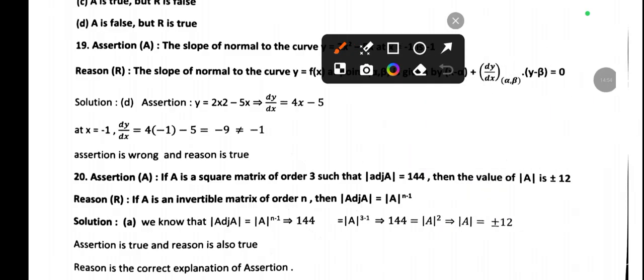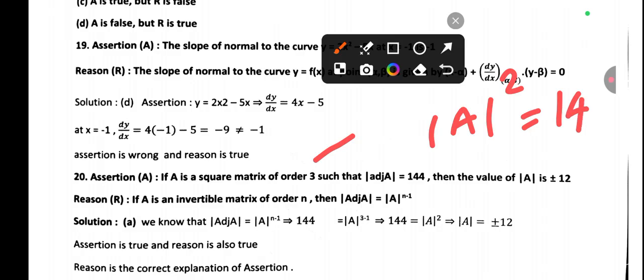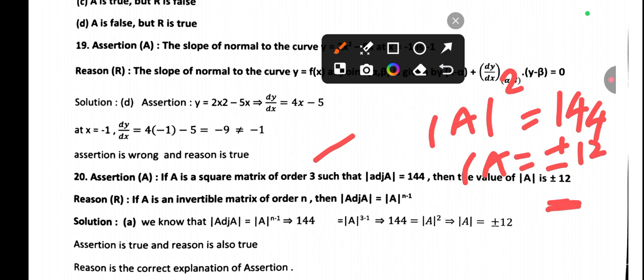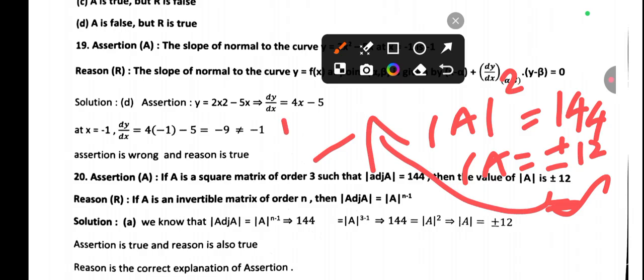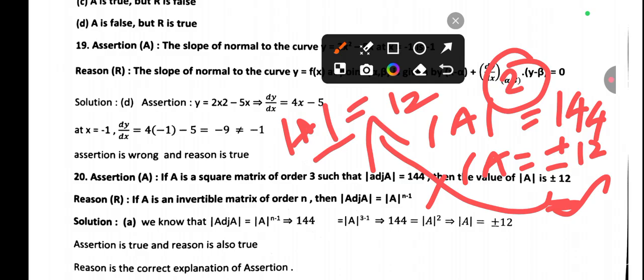Then the 20th, you see, they gave square matrices of order 3, determinant adjoint A is 4. So the formula for determinant adjoint A is determinant A power n minus 1, n is 3. So determinant A square is 144. So determinant A is plus or minus 12. Sometimes they may not give the plus or minus in the question, so be careful. But here they have properly given plus or minus, so the assertion is correct. Suppose the same question in the exam gives determinant A just 12, then you should say the assertion is false. Remember the reason, determinant adjoint A equal to determinant A power n minus 1, n is here 3, 3 minus 1. So both are correct, and the reason is the correct explanation of the assertion.